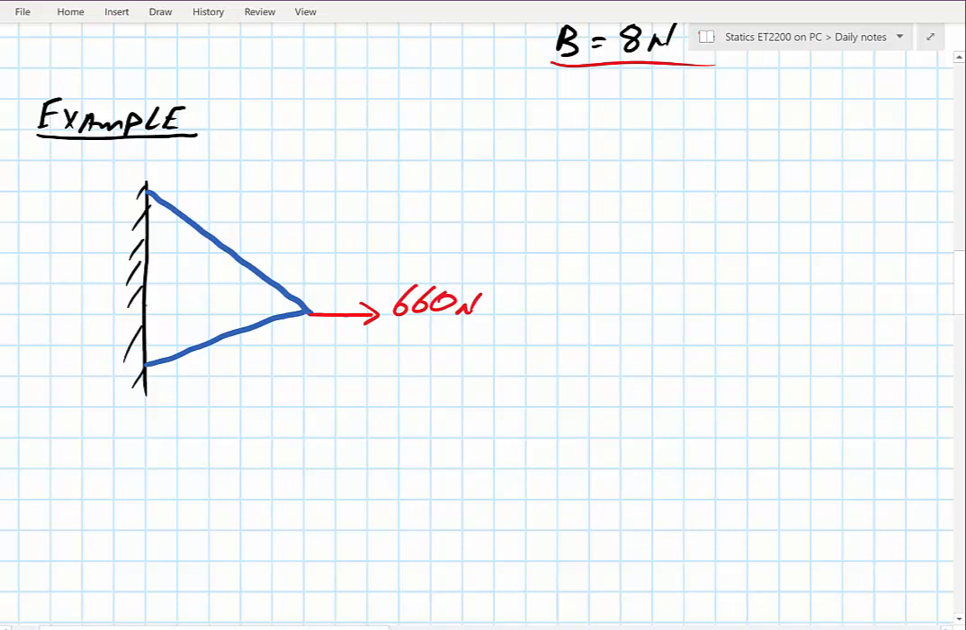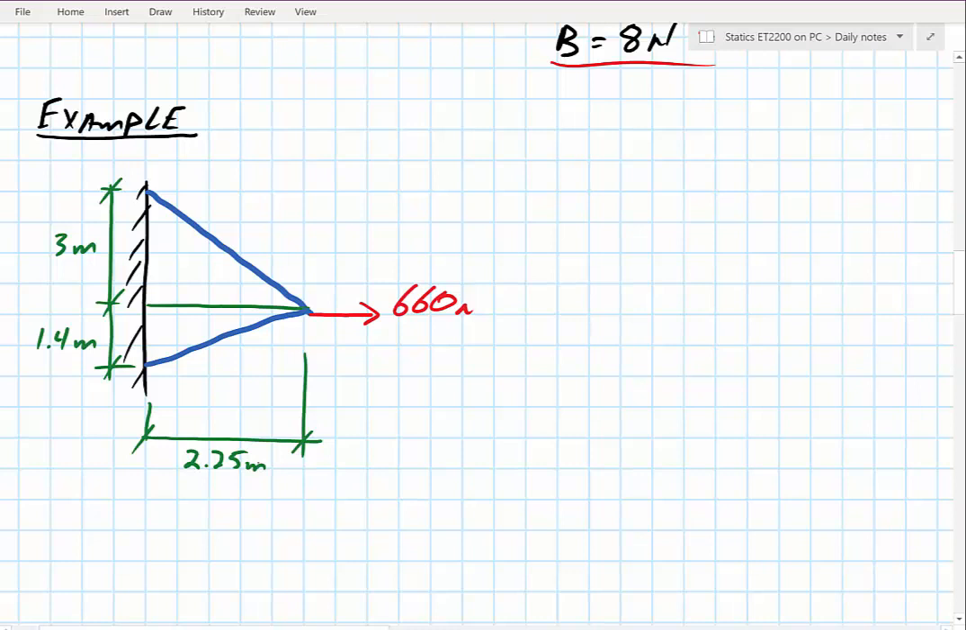And what I'm going to be given is this distance from the center line up to the top cable location is 3 meters, and down to the bottom is 1.4 meters. And we'll also be given that the horizontal length of these cables is 2.25 meters. So from that, you could use Pythagorean, find out the length of each cable. I have 3.75 meters for the upper cable, and the length of the lower cable is 2.65 meters. I want to do that so I can break those cables into their components. So we can talk about these.